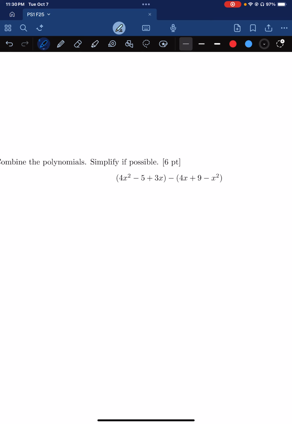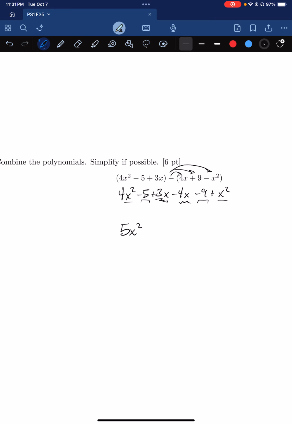This minus sign is going to have to distribute, though, to everything inside this polynomial. So I'll rewrite this as 4x squared minus 5 plus 3x minus 4x minus 9, and then plus x squared. So now I know we have these x squareds, we have these x terms, and then we also have constants. So I'll combine our 4x squared and x squared to be 5x squared.